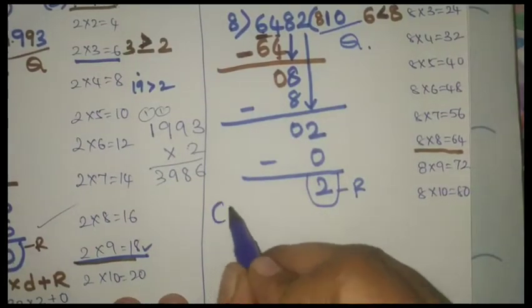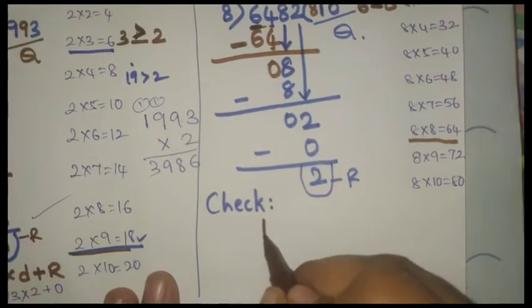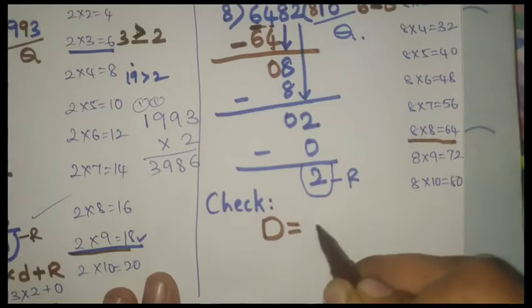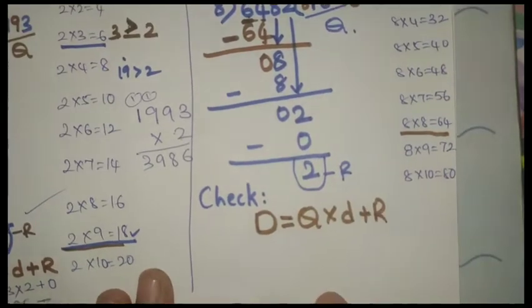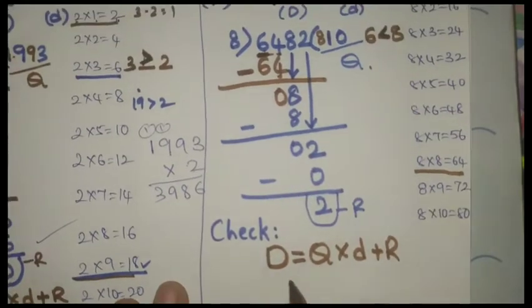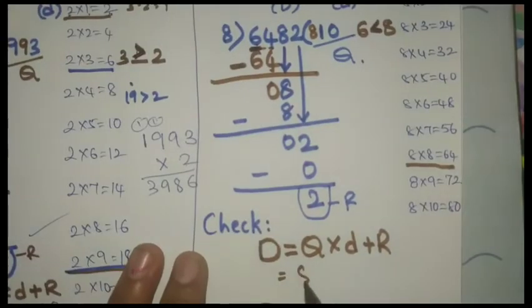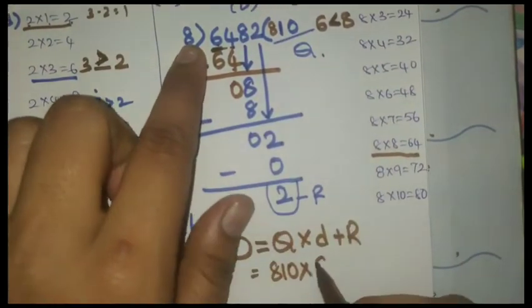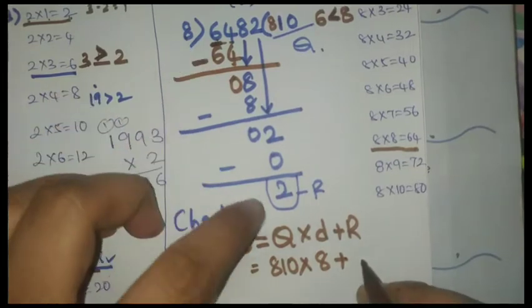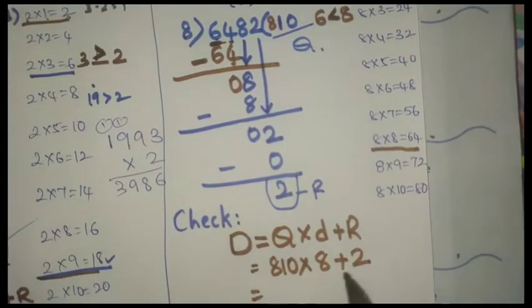Okay, check. What is the check formula? Yes, dividend is equal to quotient into divisor plus remainder. What quotient did we get? 810 into divisor 8 plus what remainder did we get? 2. Now we'll multiply this.